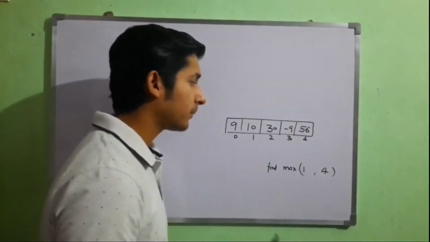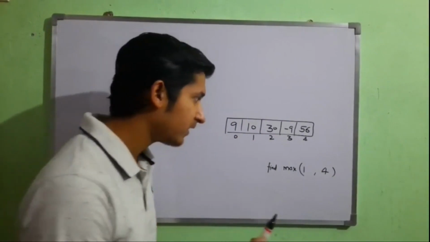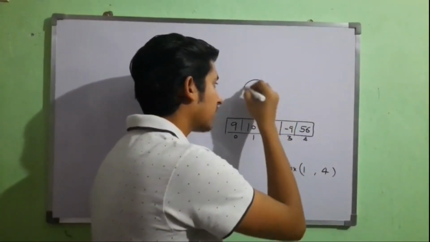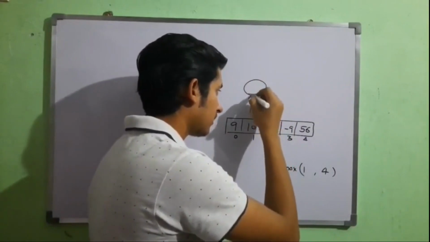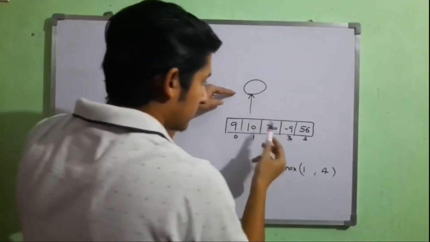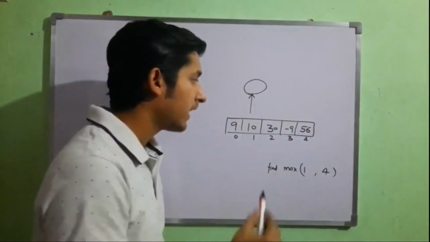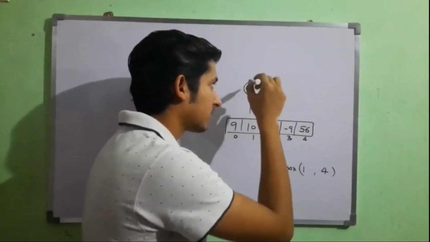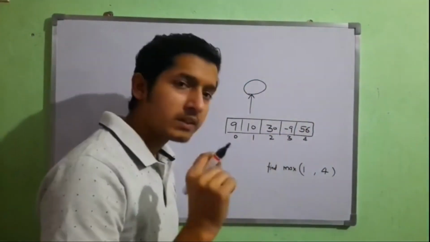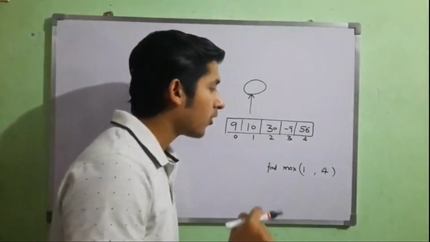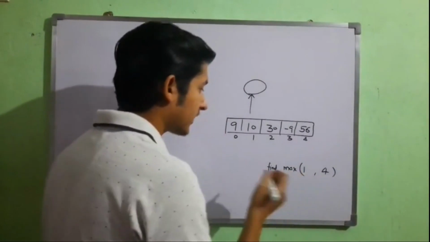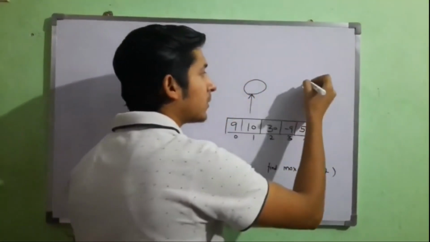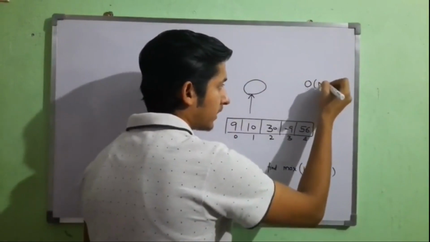What you will do, basically the first idea that comes to my mind, is brute force: take the first element in some variable and compare every single time, and if that number is greater than the number present in this variable, then store that. This is clearly of order of n, because in the worst case it may ask from 0 to the last index, so it will be of order of n.